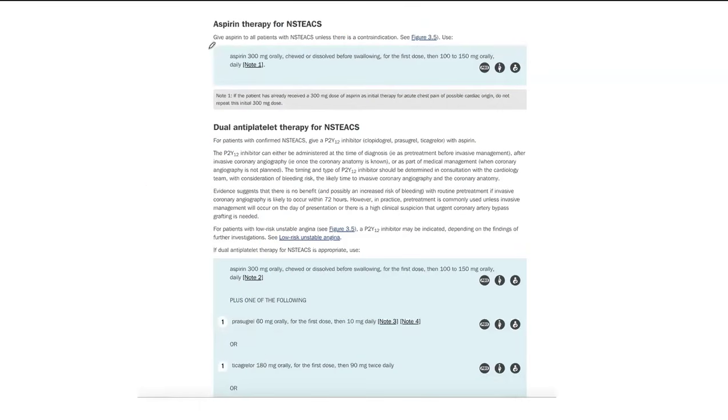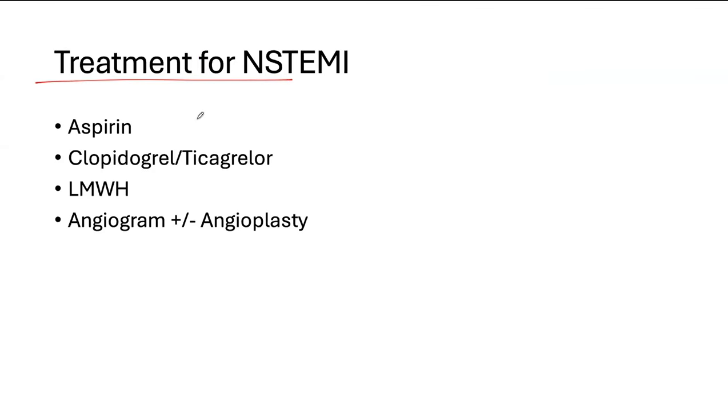So aspirin for non-ST elevated, then dual antiplatelet the same way, aspirin plus prasugrel or ticagrelor. As a whole, the treatment of non-ST elevated MI is aspirin, then dual antiplatelet, then anticoagulant, so low molecular weight heparin, which is enoxaparin, or heparin. Then consider angiogram, and when we need to do it depends on the risk. Remember, non-ST elevated MI doesn't have anything to do with immediate PCI or thrombolysis. Immediate PCI or thrombolysis is only required for ST elevated MI.